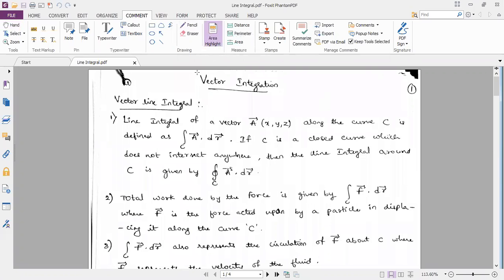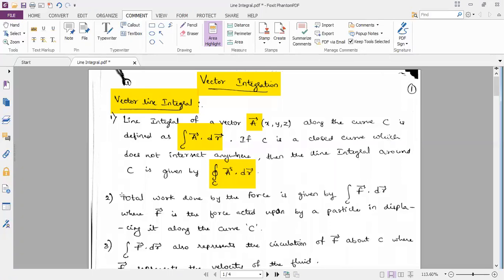Today, we will see a topic in vector integration, that is, vector line integral. The line integral of a vector A along the curve C is defined as the integral over C of A dot dr. If C is a closed curve which does not intersect anywhere, then the line integral around C is given by the integral over the closed curve C of A dot dr.